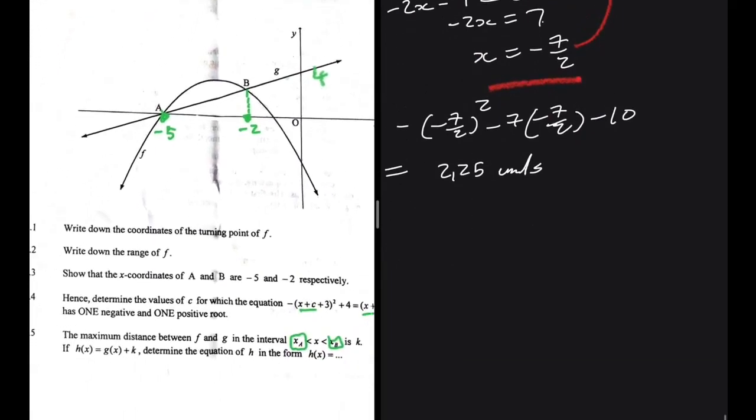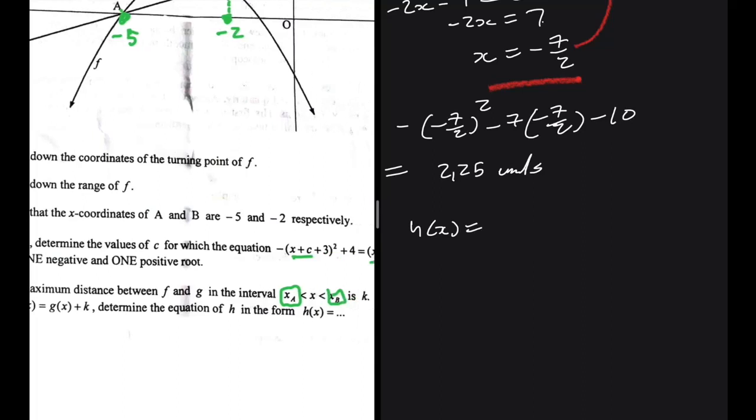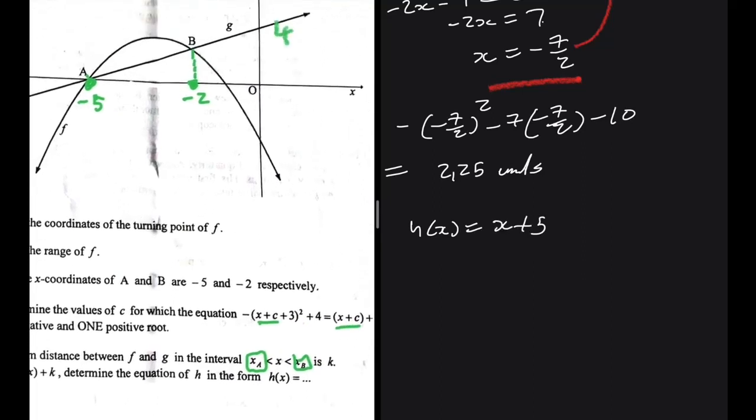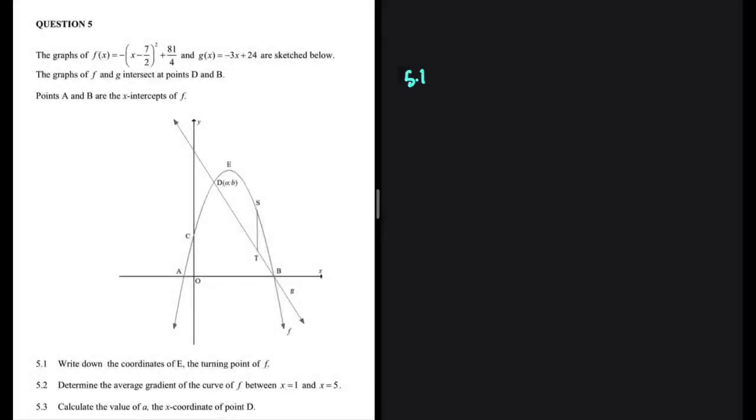So now we can go ahead and say that h of x is equal to g of x, which is x plus 5, and then plus k, which is 2.25, right? So we have x, and then what's 5 plus 2.25? That is plus 7.25.